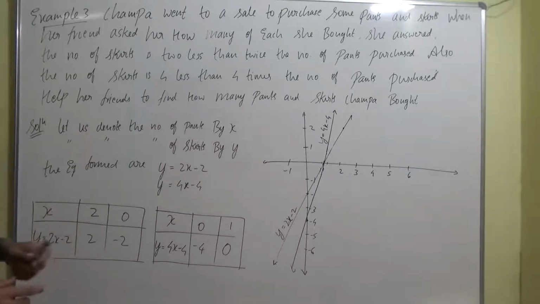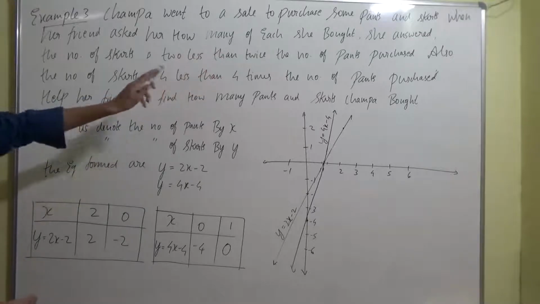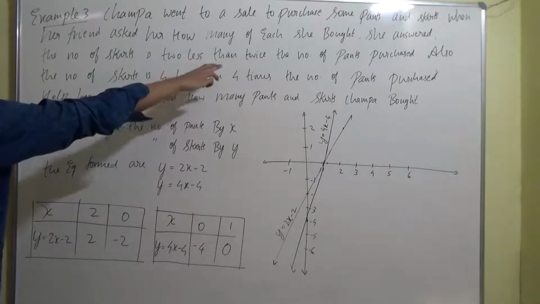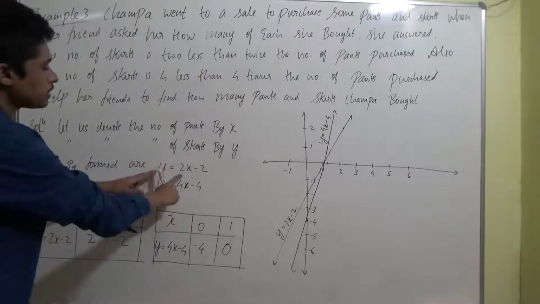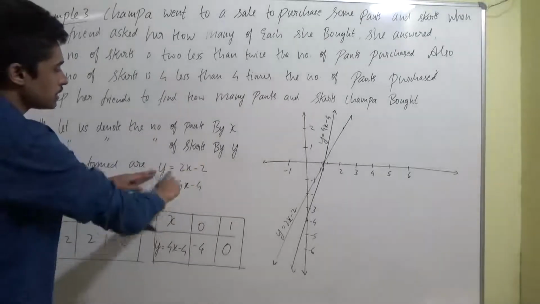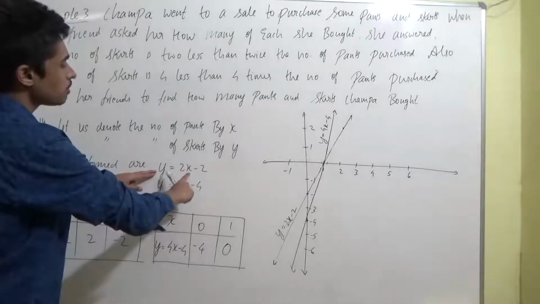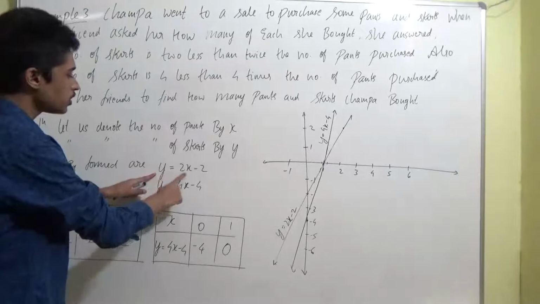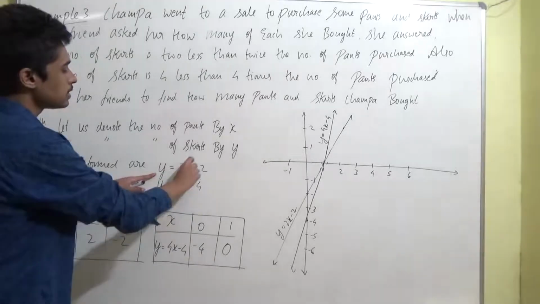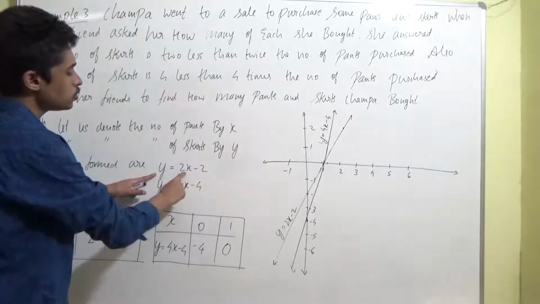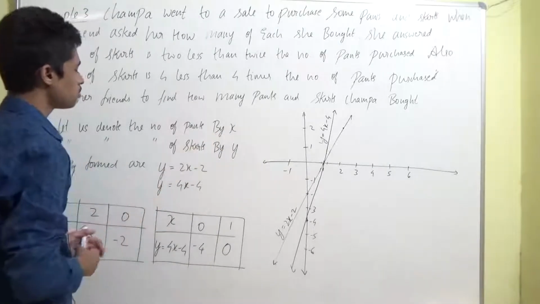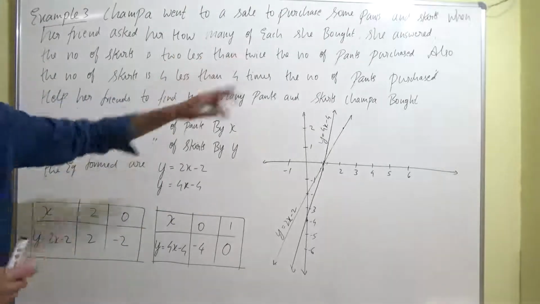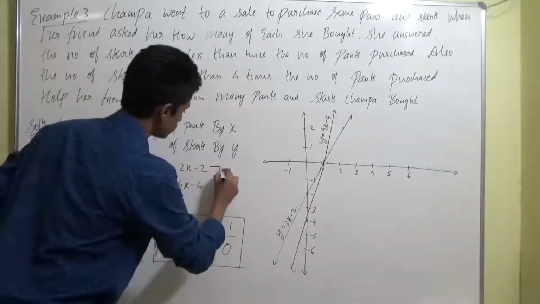Going by the conditions, the first condition is about the number of skirts. The number of skirts is 2 less than twice the number of pants, which means y, the number of skirts, equals 2 less than twice the number of pants. Done, the first equation is done. The number of pants is x, so 2 less than twice the number of pants gives us y, the number of skirts. From the first sentence we form the first equation.